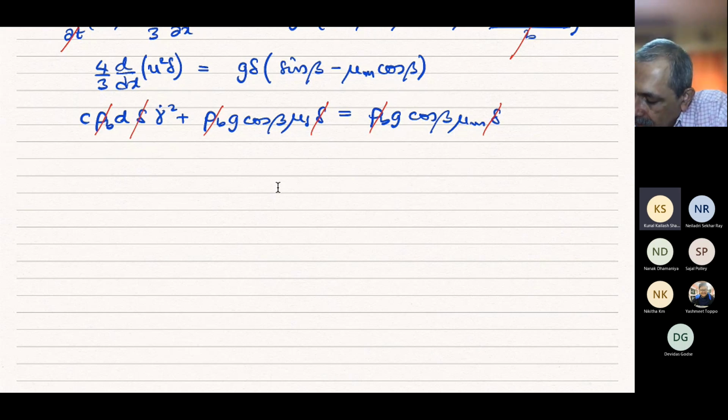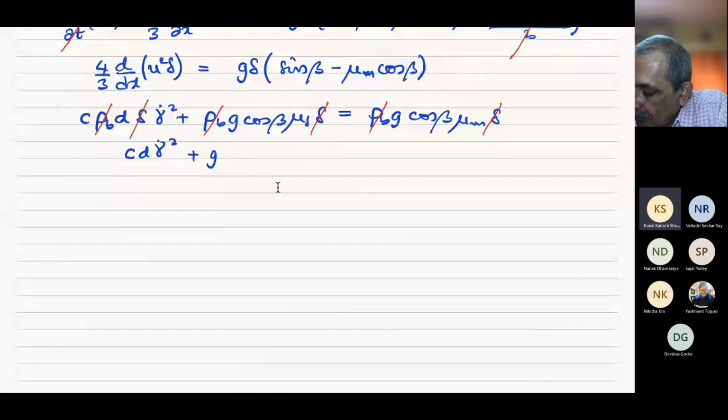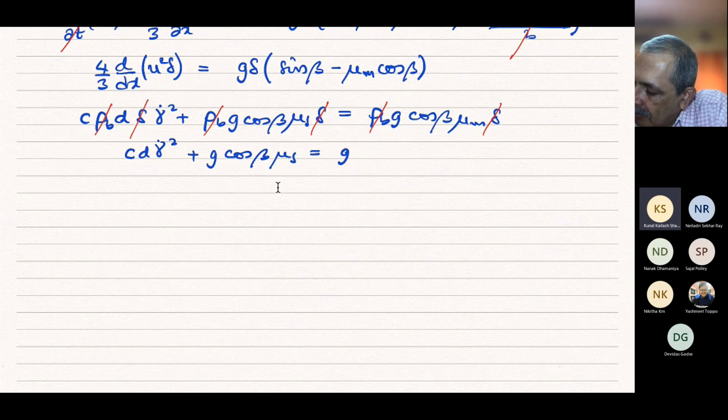And so you have CD gamma dot squared plus g cos beta into mu s is equal to g cos beta into mu m. So in other words, what I'm trying to say is I can replace mu m cos beta in terms of mu s cos beta and gamma dot squared.